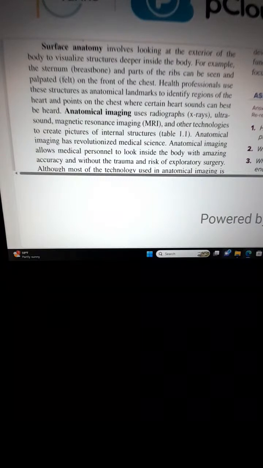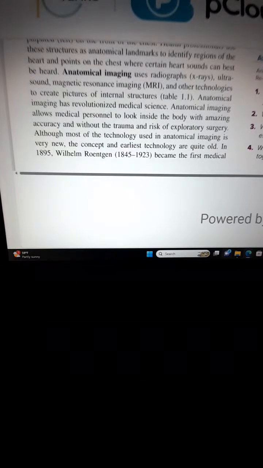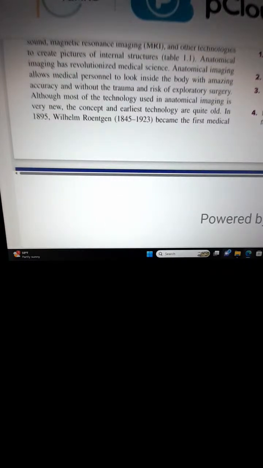Anatomical imaging uses radiographs, X-rays, ultrasound, magnetic resonance imaging, MRI, and other technologies to create pictures of internal structures. Anatomical imaging has revolutionized medical science. It allows medical personnel to look inside the body with amazing accuracy and without the trauma and risk of exploratory surgery.